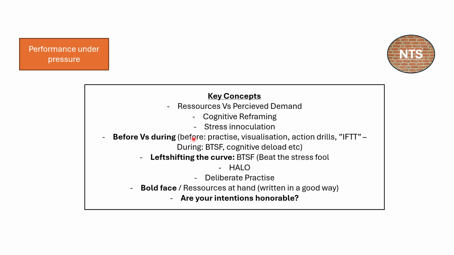What we're trying to do all the time in this is left shifting the curve. Here we're talking about the Yerkes Dodson curve. Your stress level is all the way out to the right. It's too high, so you're just seeing black tunnel vision. What you're trying to do is left shifting the curve. That's why that's a central topic. That's what we're trying to do with all these things.